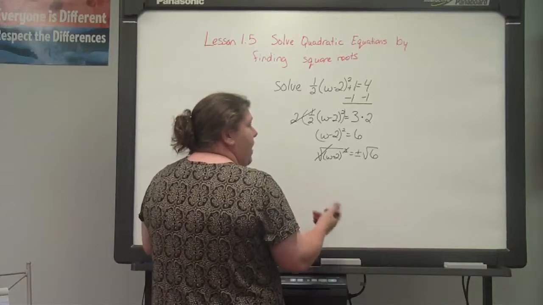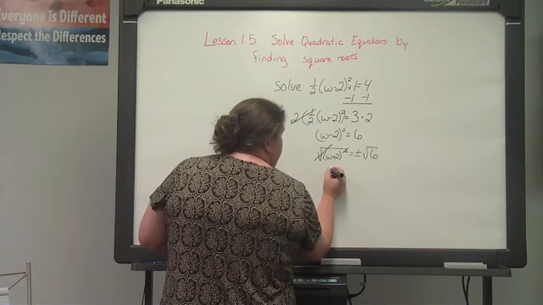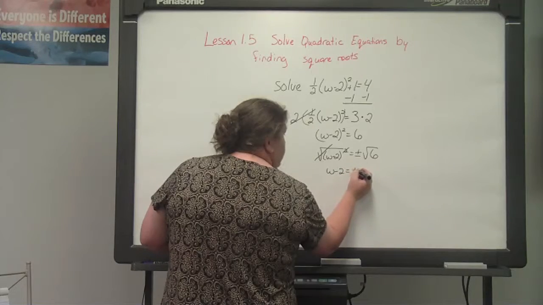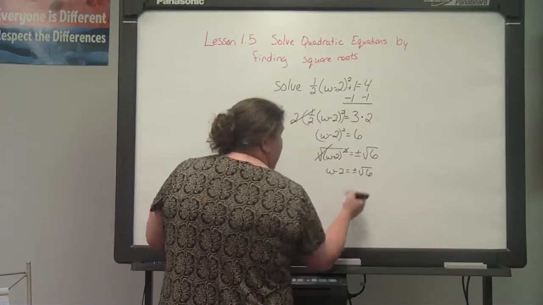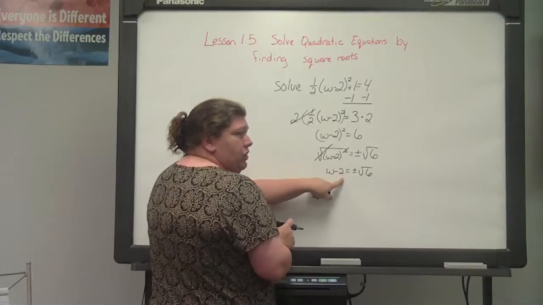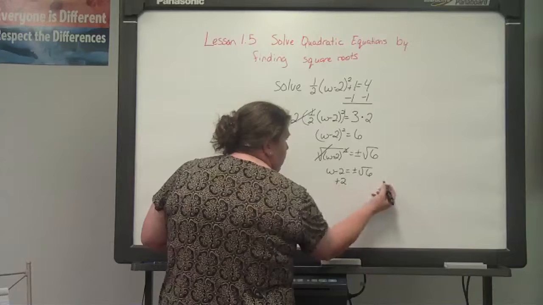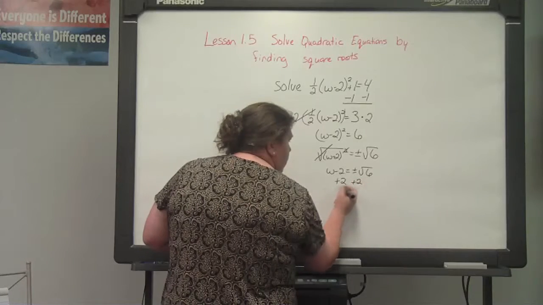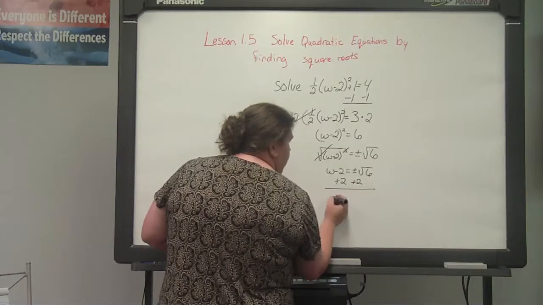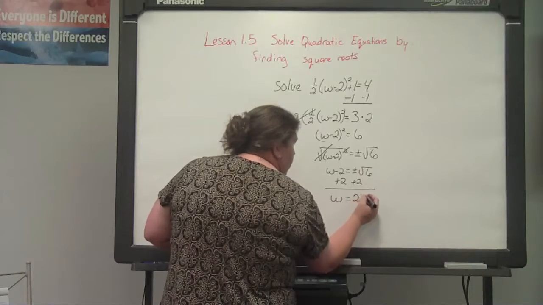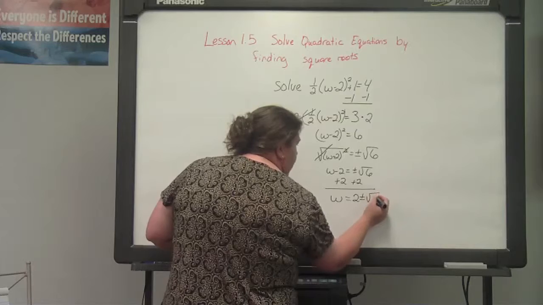The last step is to say w minus 2 equals plus or minus square root 6, but I need this negative 2 to go to the other side. So I'm going to add 2 and add 2. And so my answer would be w equals 2 plus or minus square root of 6.